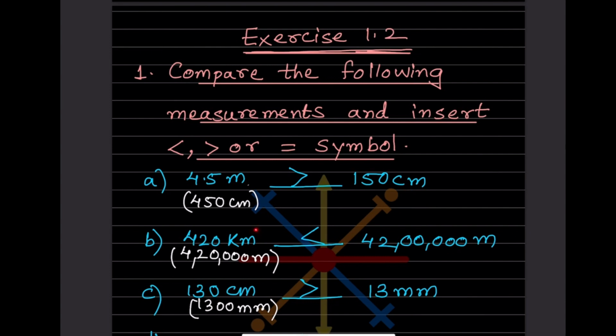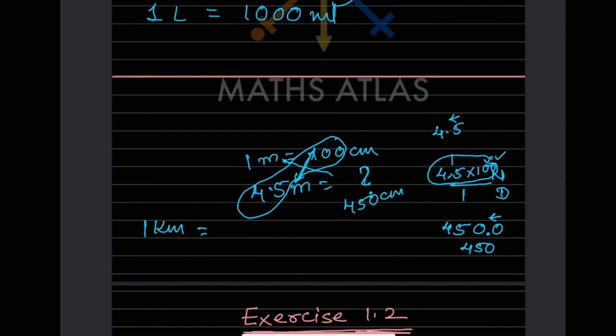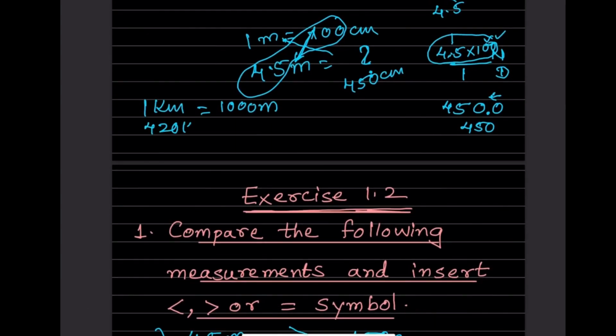In the next one, again it says this is 420 kilometers and this is in meters. Okay. So now which is the bigger unit over here? That is the kilometer. So now you know that 1 kilometer is 1000 meters. So here we have 420 kilometers. We don't know how much that is in meters. Again you are going to cross multiply for this one. So that is going to be 420 multiplied by 1000 divided by 1.